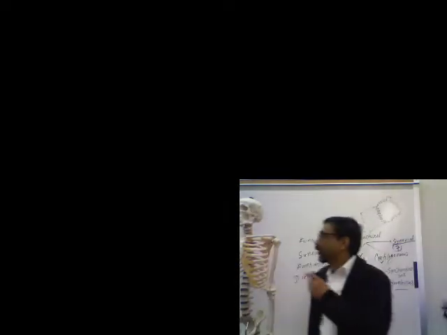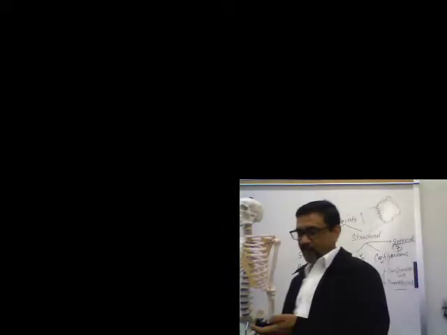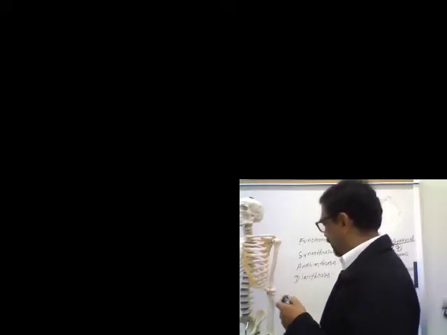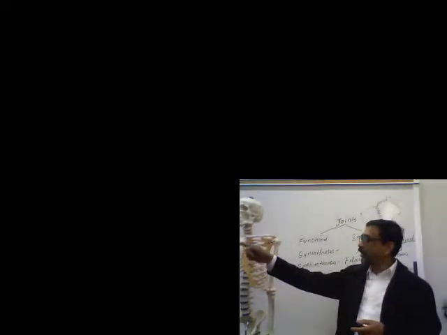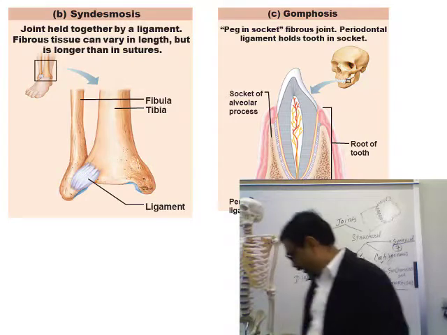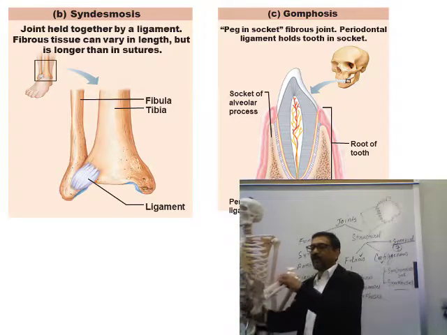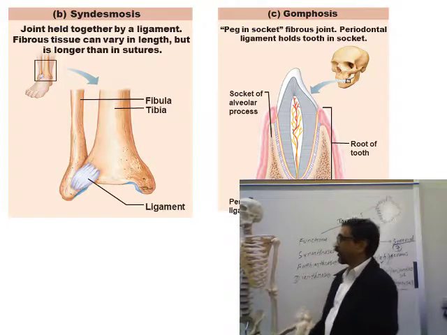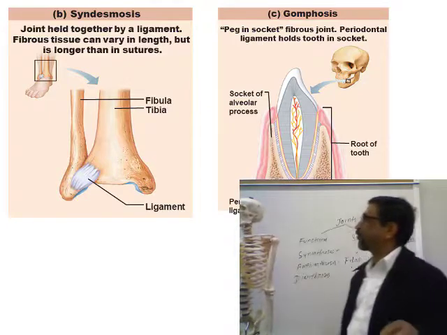Syndesmosis. In syndesmosis, ligaments hold the bones together. So you will find in the joint ligaments are holding the bones together. So that is syndesmosis. You see the example is lower end of tibia and fibula. That means distal tibiofibular joint. Here, lower end of tibia and lower end of fibula are attached by ligament. So that is a syndesmosis.